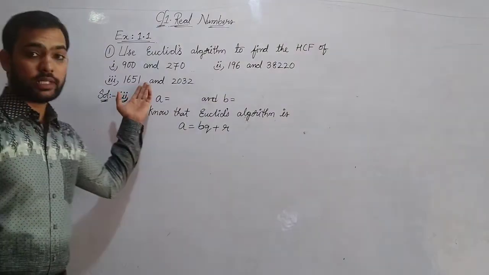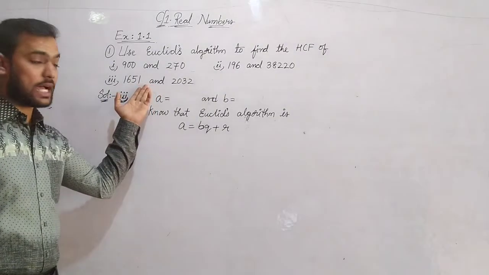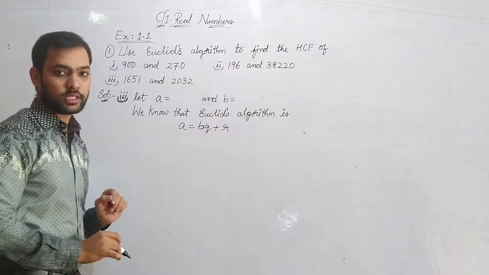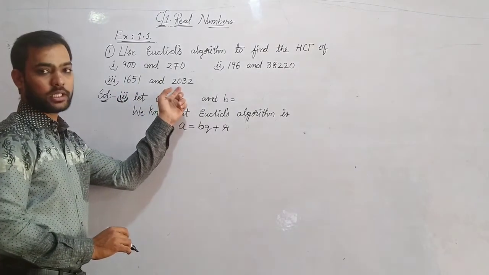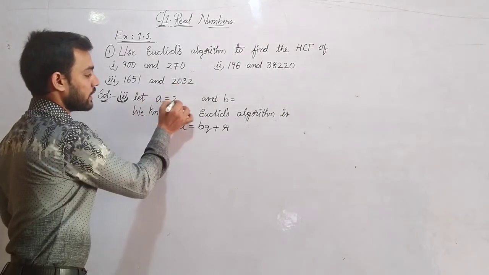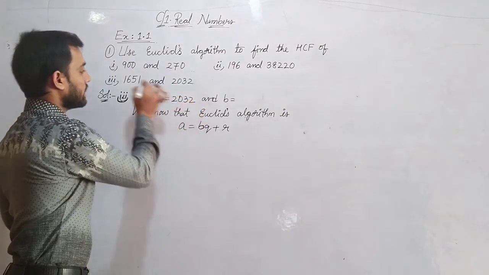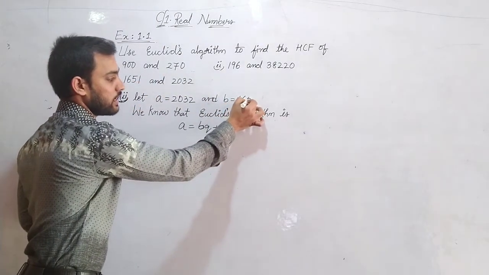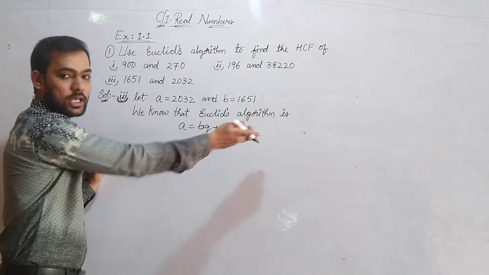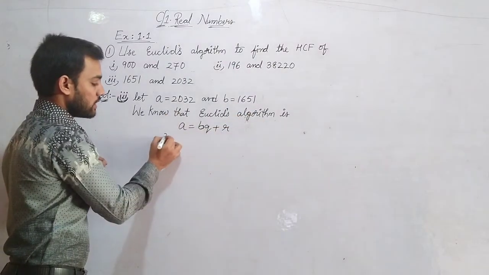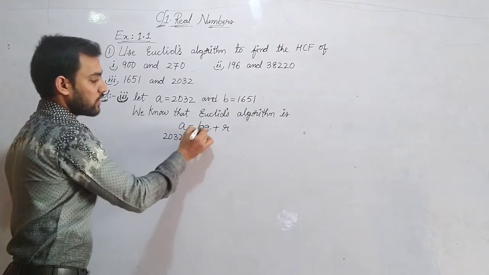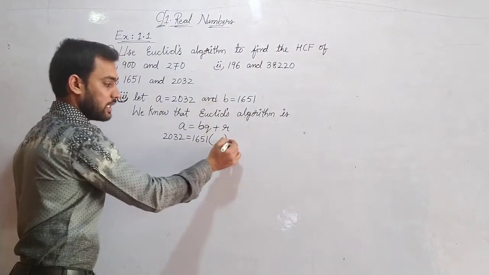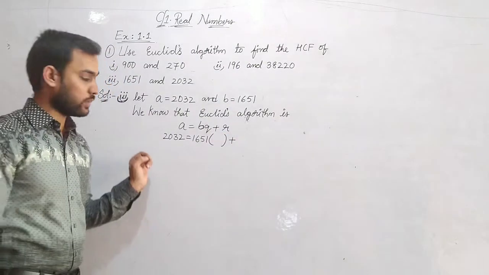Now the last problem, students, that we are going to do now. Here you have 1651 and 2032 as your numbers. Among them, this is the bigger number, so this will become the A value, that is 2032, and this is the smaller number which becomes the B value, 1651. Again we know that Euclid's algorithm is this. So in place of A we need to write 2032 and in place of B we need to write 1651 multiplied with something, and then plus, and space we need to give.